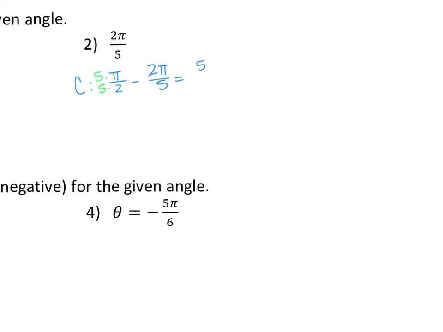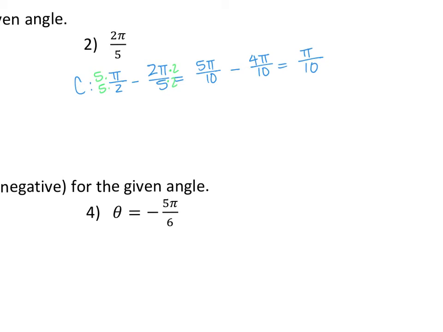So that'd be 5 pi over 10 minus, let's see, this one I can multiply by 2 on the top and bottom. So that would give me 4 pi over 10. So if I were to subtract 5 pi with 4 pi, I get 1 pi over 10. And that is it. So my complementary angle is pi over 10.